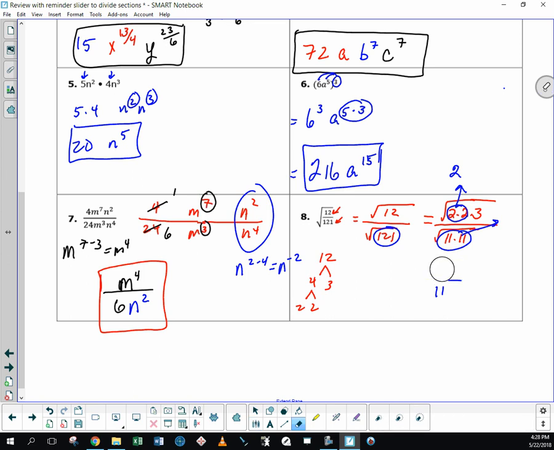That's horribly written. Let me rewrite that. So my final answer is 2 square root of 3, all divided by 11. There's nothing else I can simplify. There's nothing that will divide into 2 and 11. So we're done.